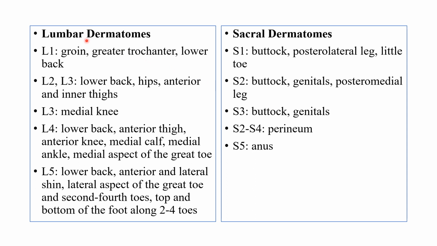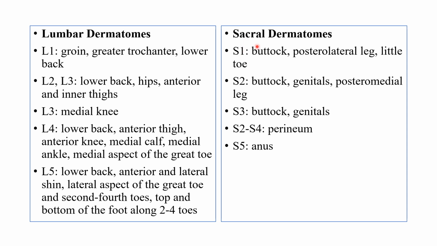Then come lumbar dermatomes and sacral dermatomes. Lumbar dermatomes: L1 supplies the groin, greater trochanter, lower back. L2 and L3 supply the lower back, hips, anterior and inner thighs. L3 for the medial side of the knee. L4 for lower back, anterior thigh, anterior knee, medial calf, medial ankle and medial aspect of the great toe. L5 for lower back, anterior and lateral shin, lateral aspect of the great toe and second to fourth toes, top and bottom of the foot along with toes 2 to 4.